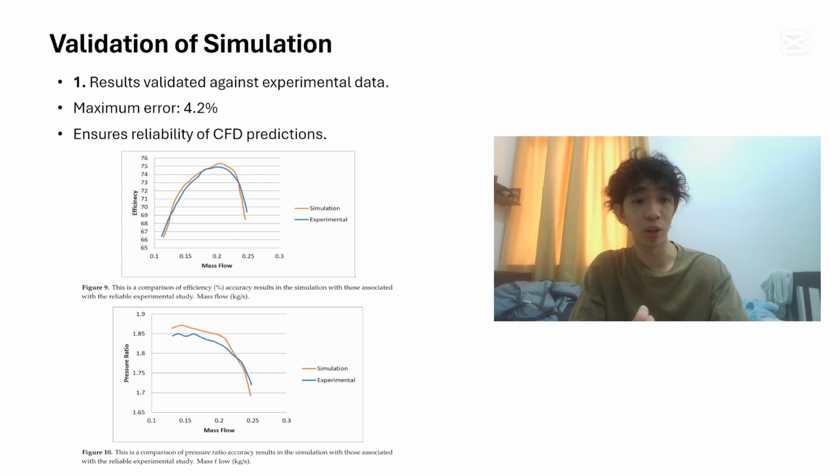Now it's my turn to talk about the validation of the simulation. After we've done all the simulation, we have to ask how valid is it? How true is it? To ensure the credibility of our simulation framework, the CFD results were compared against experimental data. As you can see in the graph, the maximum deviation observed was 4.2%, which falls well within an acceptable limit for turbomachinery simulation. This validation supports the reliability of the aerodynamic improvements predicted in the study. So it's definitely reliable, with a maximum error of only about 4.2%.